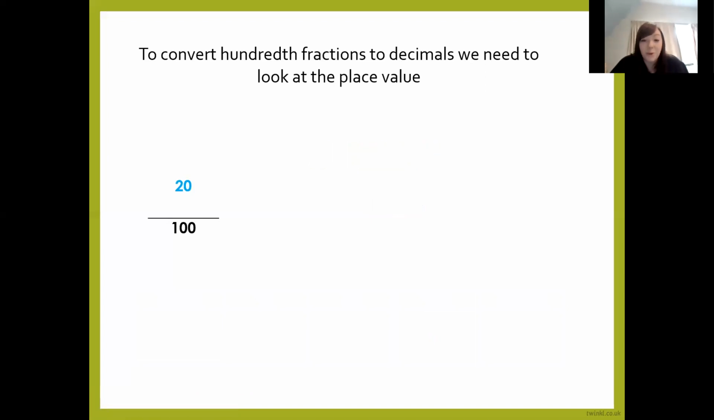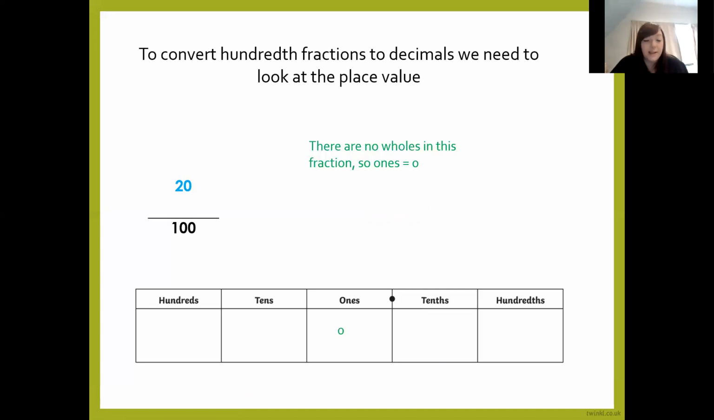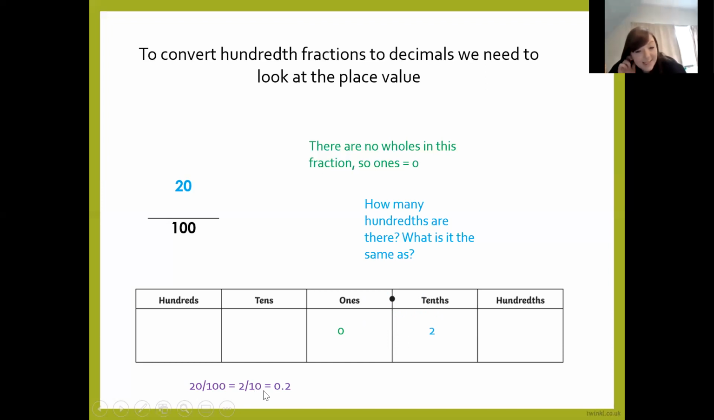This one, we have 20 hundredths. There are still 0 ones, there's 0 wholes, but there are 20 hundredths, which is the same as 2 tenths. So 20 hundredths is the same as 2 tenths. So as a decimal, we write that as 0.2.